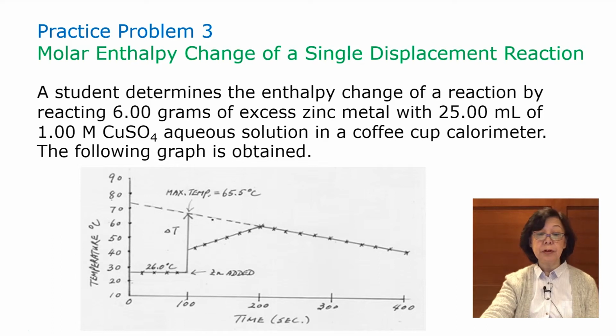It is very important we know how to extrapolate data from the graph. We started with 26 degrees C of temperature in the coffee cup, and we add the zinc. The temperature went up initially, and then it gradually tailed off. To obtain the maximum temperature, we extrapolate the line as in the diagram, and then calculate this delta T, starting with 26, drawing a vertical line up where we cut the dotted line.